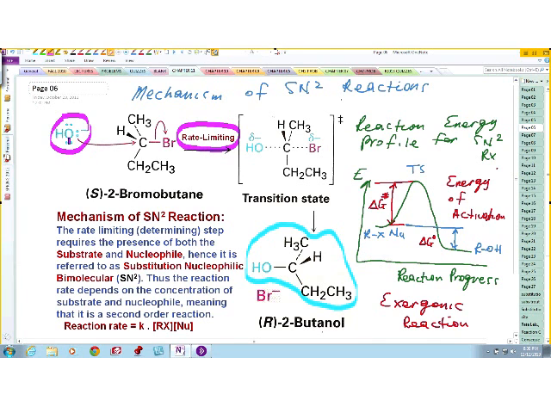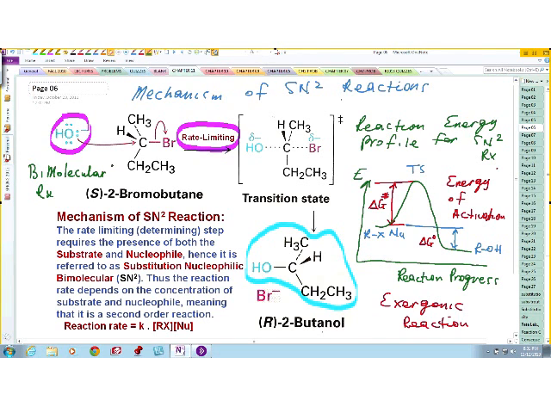And because both the nucleophile and the substrate are present at the rate limiting step, we refer to this as a bimolecular reaction. In other words, at the step in which the rate of this reaction is determined, both the nucleophile and the substrate must be present. And that is where you get the SN2 from. The two stand for bimolecular.